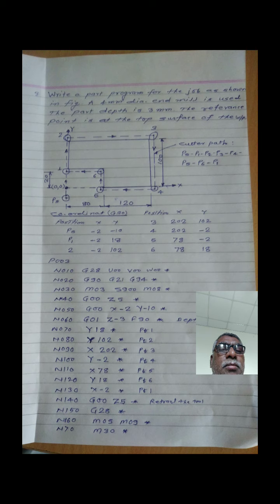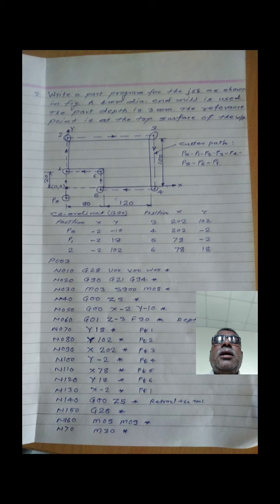Then move the cutter from point 6 to 1, that is during the block number 130, N130. What are the coordinates of the point 1? Coordinates of the point 1 are minus 2, 18. Y coordinate remains the same. The tool is moving along the x-axis only, so you have to mention the target point. X coordinate is minus 2, end of the block. Means during the block number 130, your tool is at point 1.